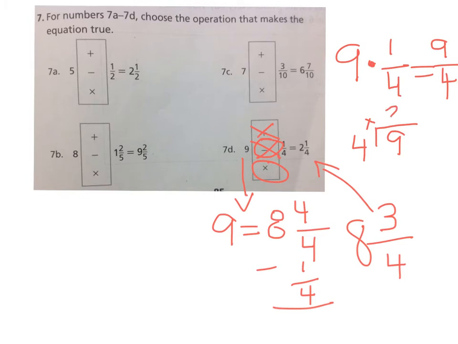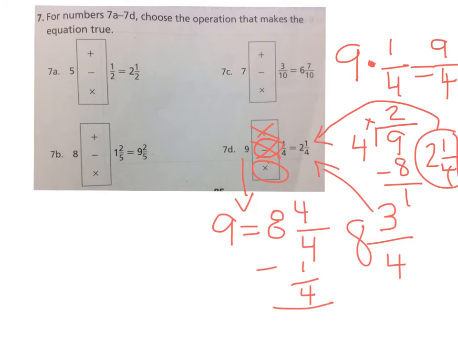4 times 2 is 8, and we're going to subtract. 9 take away 8 would give us a remainder of 1. So our answer would be 2 and 1 over 4. Now our answers are the same as the equation, and our operation would be multiplication.